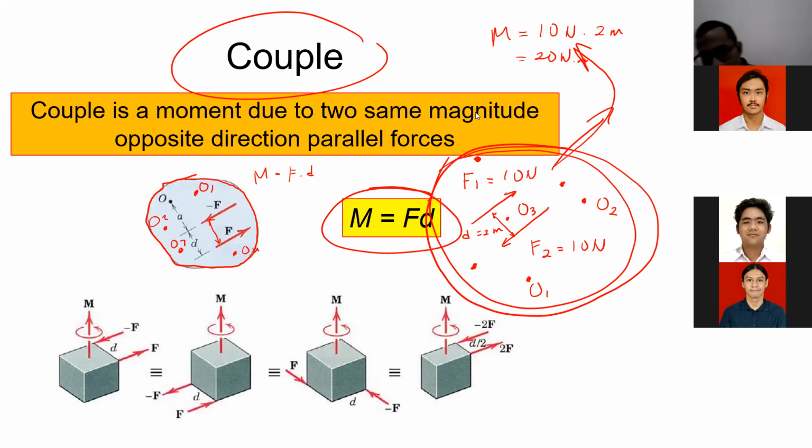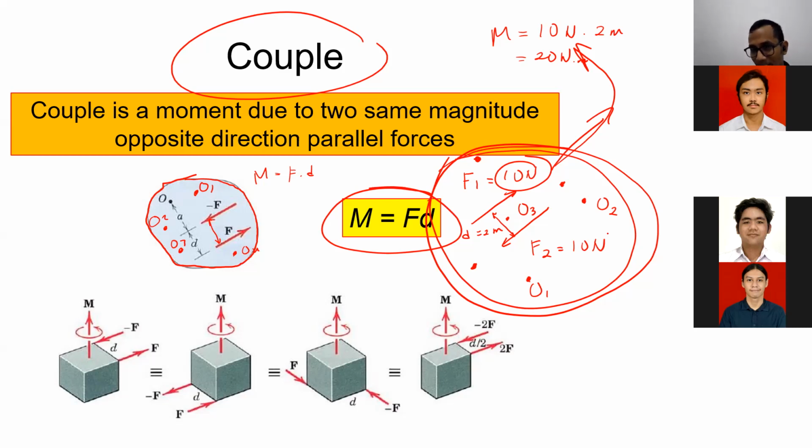So we just multiply the perpendicular distance and the force, correct, sir? Yes, correct. The magnitude of the force multiplied by the perpendicular distance. Remember, the magnitude of the force here is the 10 Newton, so you don't have to sum both. Just use one of the magnitudes, multiply by the perpendicular distance, and that will be the moment which is caused by the couple. Oh, okay. And it will be the same at any point in that body.